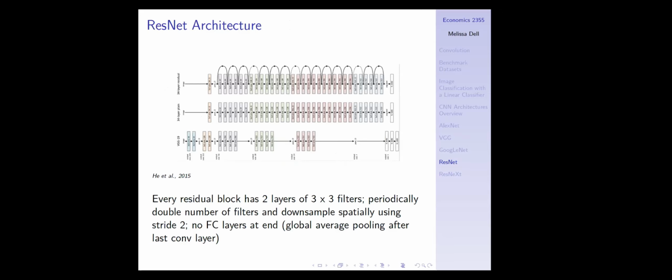And this is an example of ResNet. I think this is just ResNet 34. If you take ResNet 101, which is commonly used, obviously it wouldn't fit on the slide. So it's very, very simple. Every residual block has 2 layers of 3x3 filters, and periodically they double the number of filters and downsize spatially using a stride of 2. No fully connected layer at the end, just global average pooling, like we saw before.